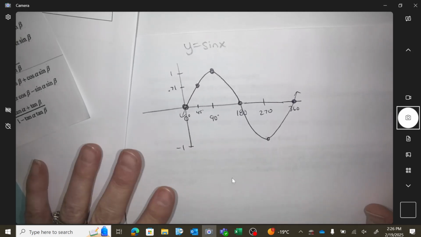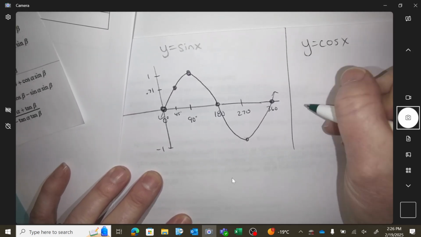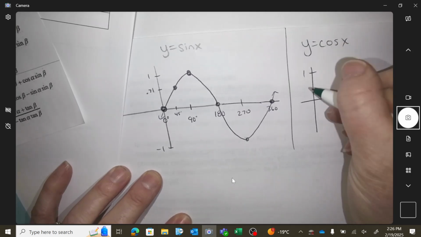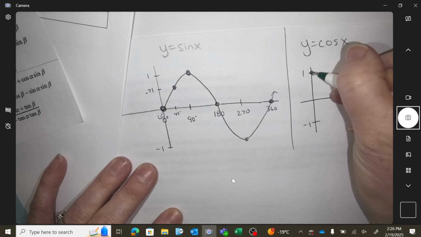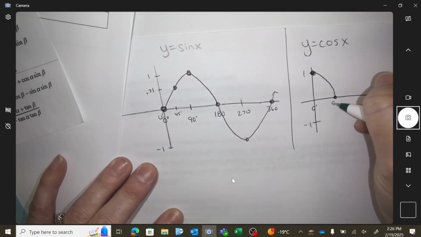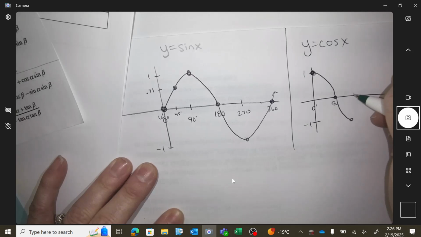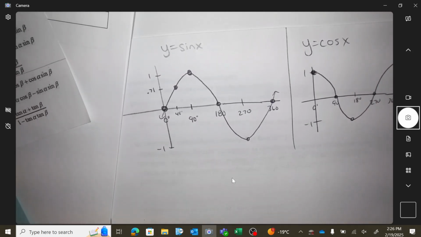Okay, now cos. Where does cos start? Top. So 0 degrees. All right, that's the 90, 180, 270, 360. Okay, now here's the rules.